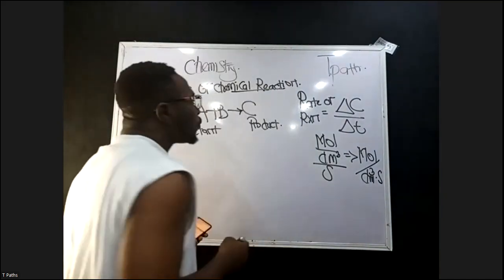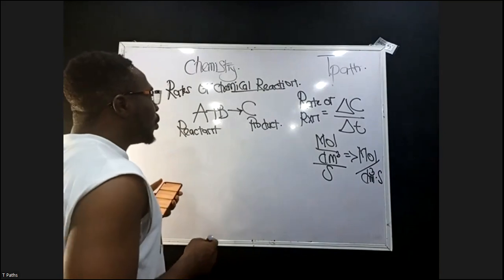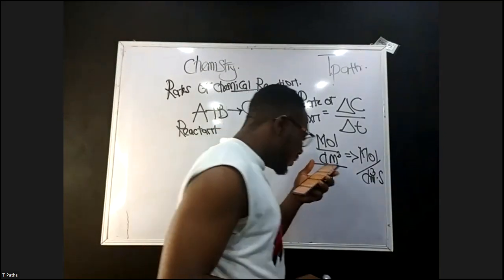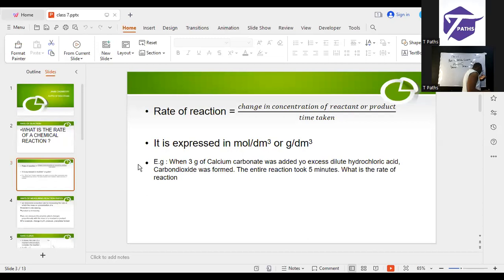Now, consider a question where they said that when 3 grams of calcium carbonate was added to excess dilute hydrochloric acid, carbon dioxide was formed. The entire reaction took 5 minutes. What is the rate of the reaction? From that question, we know that the rate of reaction is equal to the mass of the calcium carbonate that got depleted, divided by the time. The time given to us is 5 minutes.